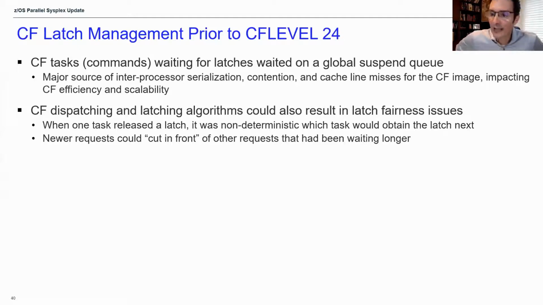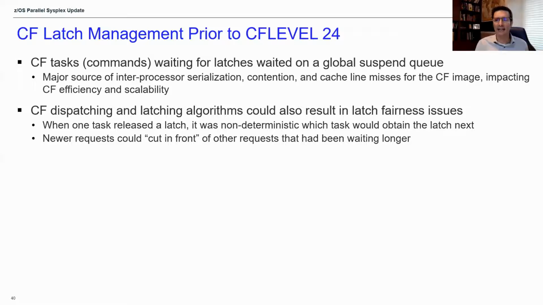There's something called Fair Latch Manager that was introduced in CF level 24. Prior to CF level 24, all these CF tasks that could potentially wait for latches did so on a global suspend queue. And because you had this one big queue through which everything had to go, there was a greater chance of contention issues and cache line misses. So the efficiency and scalability of the CF was compromised in some cases. And to make matters worse, the dispatching and latching algorithms could result in latch fairness issues.